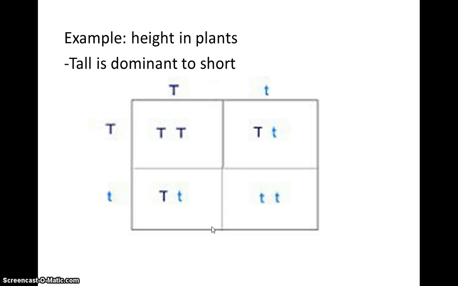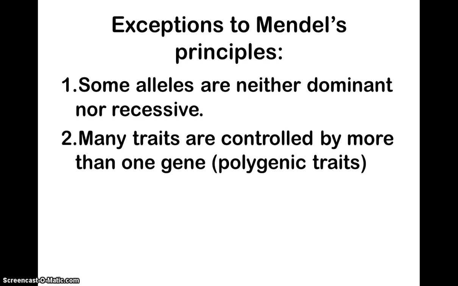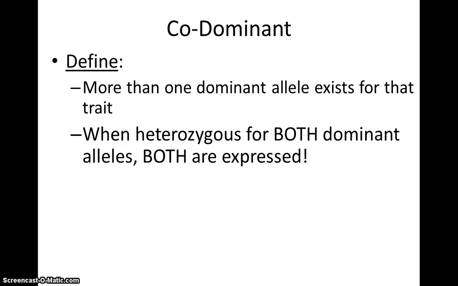That's the normal one. Now we're going to get into some that don't quite follow these patterns, okay? Because some alleles aren't going to follow that nice pattern where one is dominant and one is recessive. Some are neither dominant nor recessive, or they're both dominant. The other problem is that we've been looking at things where it's just 1 gene with 2 different versions. Many traits are controlled by more than 1 gene, and these are going to be our polygenic traits. So we can't just make it as simple as big T, little t for those.